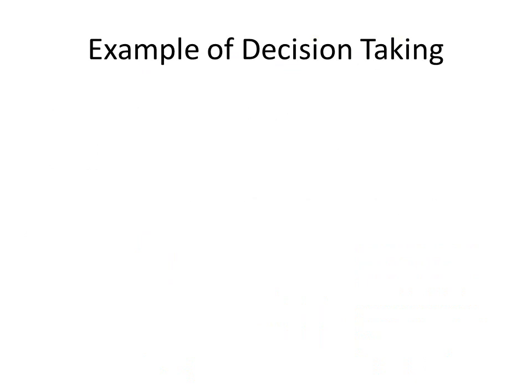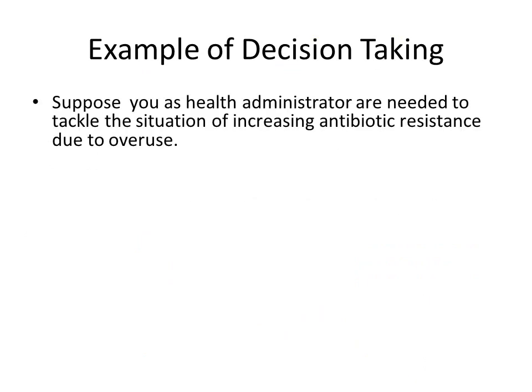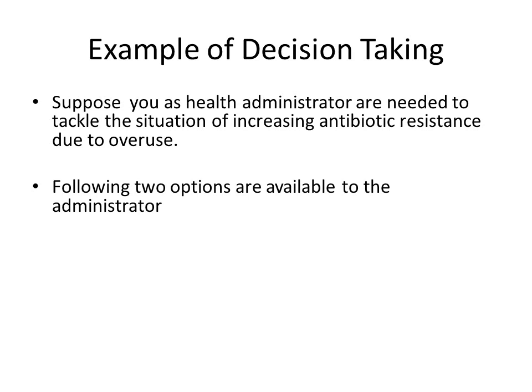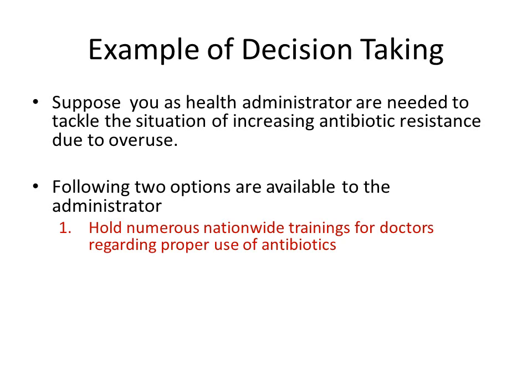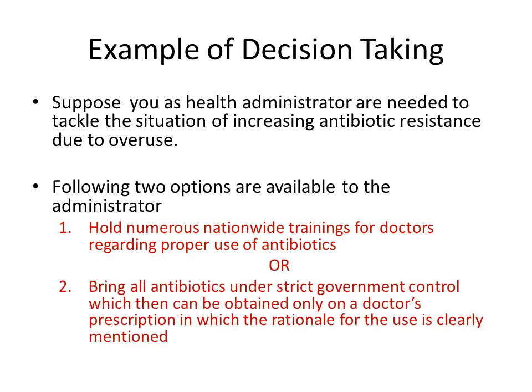Let's consider an example of decision taking. A health administrator is required to tackle the situation of increasing antibiotic resistance due to overuse. The following options are available to the administrator. Option 1 is to hold numerous nationwide trainings for doctors so that they are trained in proper use of antibiotics. Or option 2, bring all the antibiotics under strict government control, so that they can be obtained only on a doctor's prescription, in which the rationale for use of antibiotics is clearly mentioned.